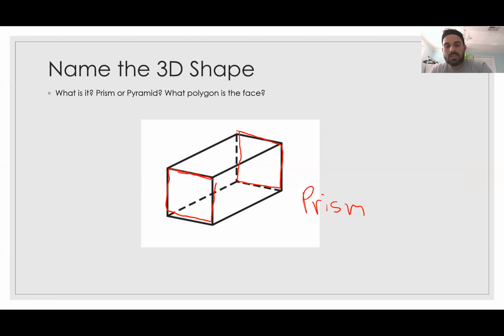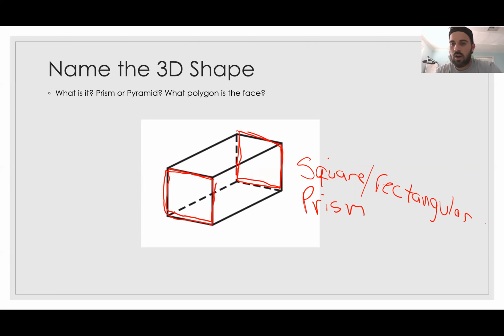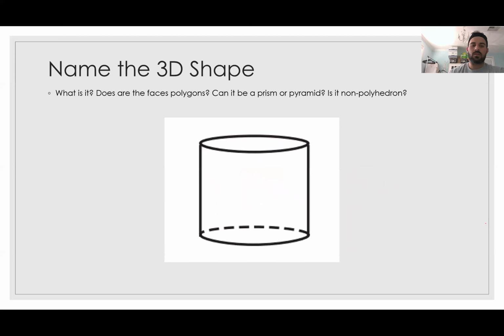Let's describe and identify the faces. The faces have 4 sides. They look like 4 congruent sides. So I can name this a square prism, or a rectangular prism, either or. In your assignment, it'll most likely always be a rectangular prism. All right, let's look at the next one.